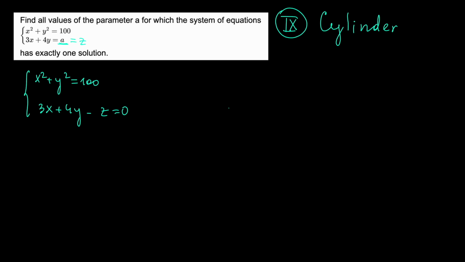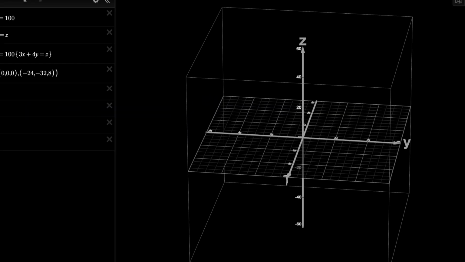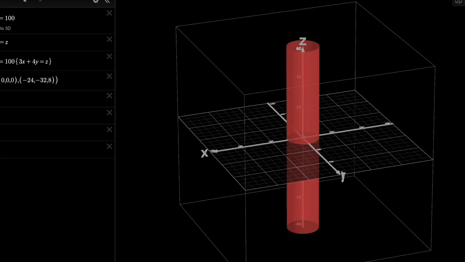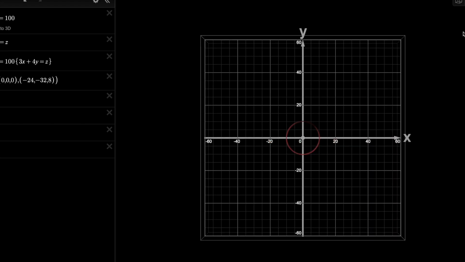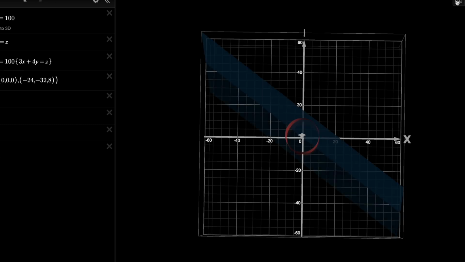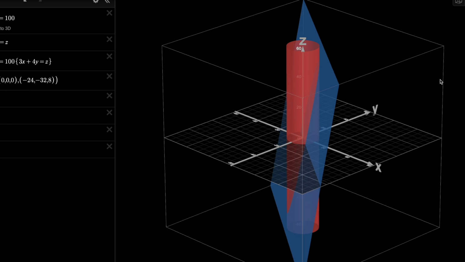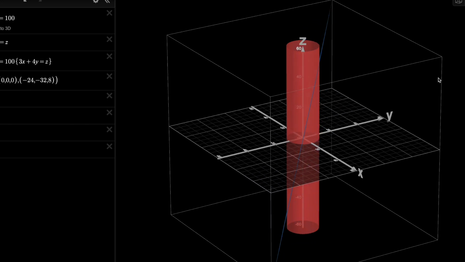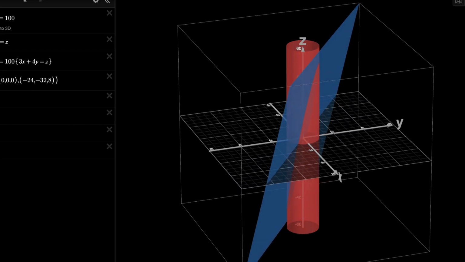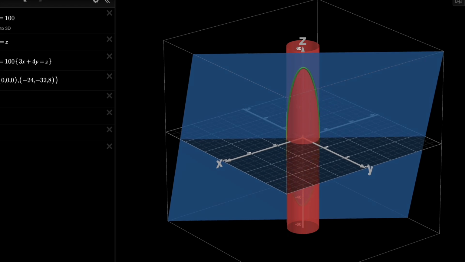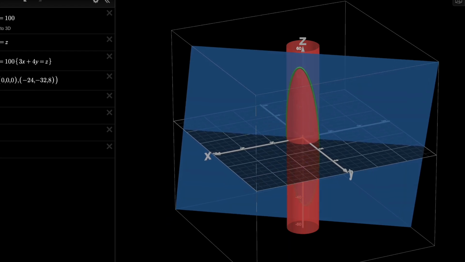Now let's look at these surfaces in Desmos 3D. The first equation defines a cylinder. If we look at it from the top, then it's just a circle with radius 10. x squared plus y squared equals 10 squared. The second equation defines a plane. And we can see that the intersection of this plane and the cylinder is some ellipse. And this ellipse is formed from all the solutions of the system.